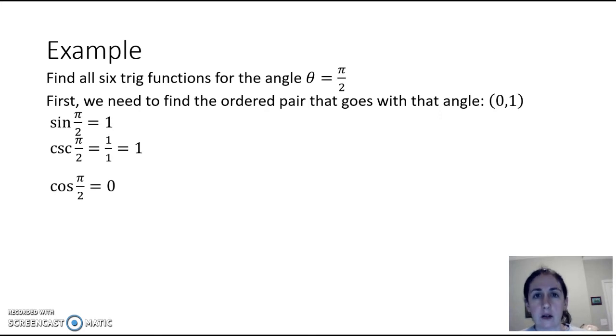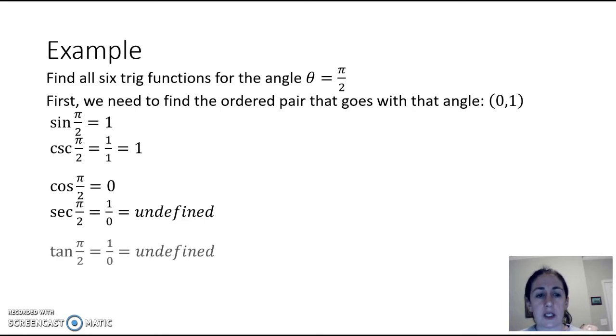And then the secant will be the reciprocal, which would be 1 over 0, but of course we know we can't divide by 0, so we actually say that the secant is undefined. And the tangent, which is sine over cosine, would be the y value divided by the x value, or 1 over 0, another one that's undefined, so the tangent of pi over 2 is undefined. And the reciprocal of 1 over 0 would be 0 over 1, so the cotangent, which is cosine over sine, or x over y, would give us 0 over 1, or 0.